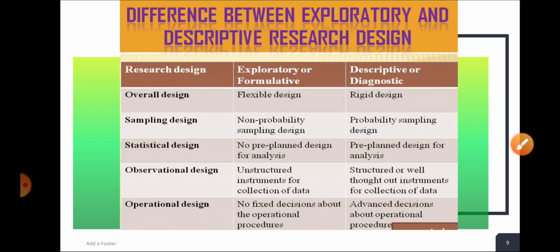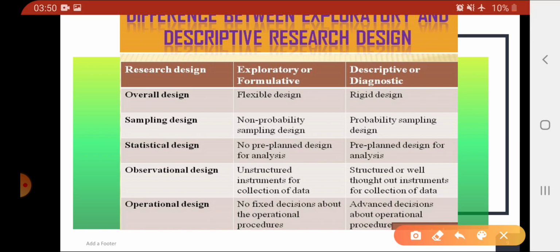Next, moving on. We have a difference between exploratory and descriptive. The overall design in exploratory is flexible, and in descriptive it is very rigid. Why is it flexible in exploratory? Because here we are exploring things, we are getting greater insight into things. We need a flexible approach, a flexible design for that. In descriptive, the design is very rigid because we are describing the situation as it is. In sampling design, exploratory uses non-probability sampling design, and descriptive uses probability sampling design.